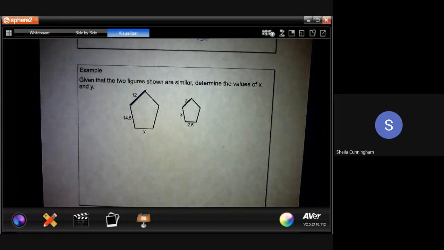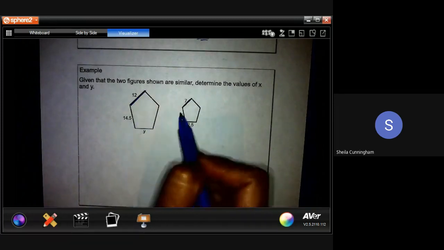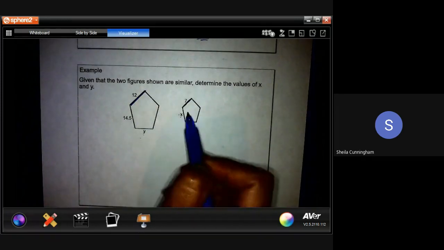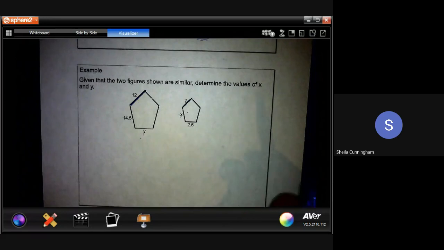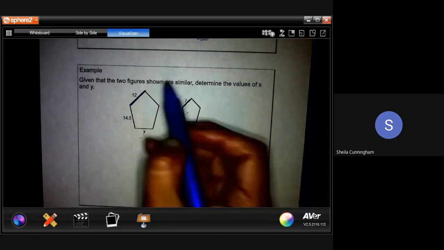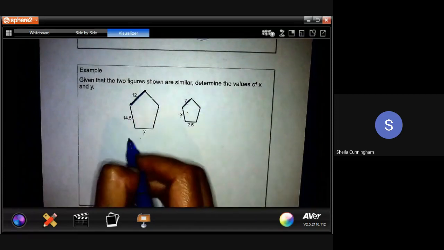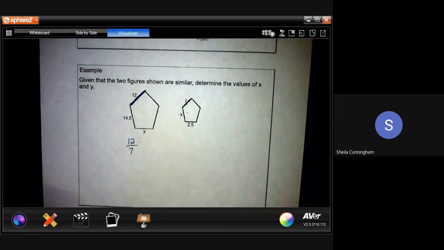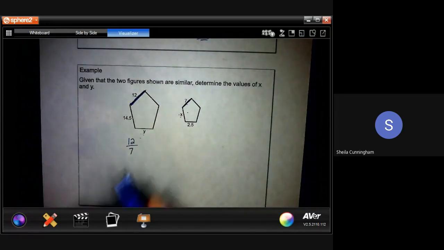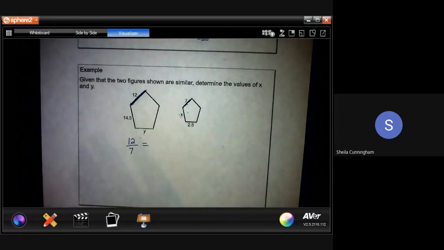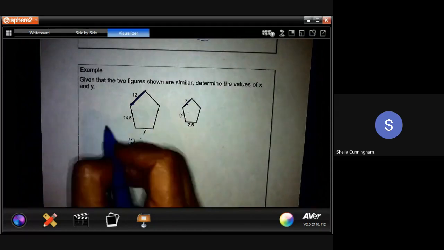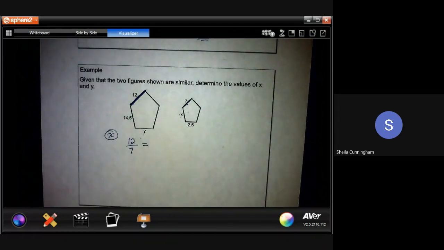Now, when we do this, since we have 2 variables, 2 missing sides, we essentially have 2 questions we have to figure out here. So 2 separate proportions. So what I can do is use this 12 and the 7. So I can say 12 over the 7, create that first ratio. And I want to figure out what X is. Let's figure out what X is first.